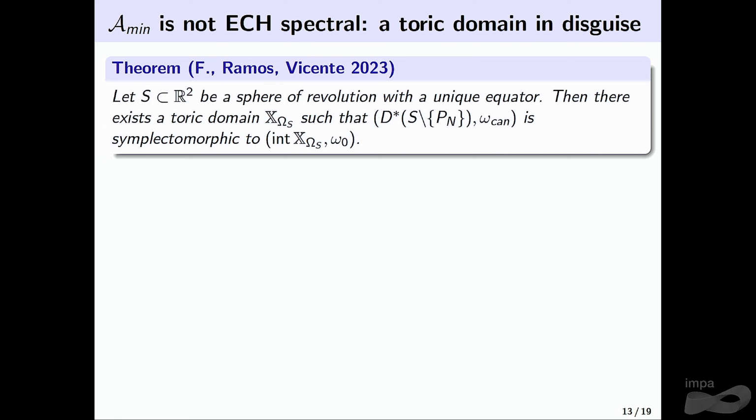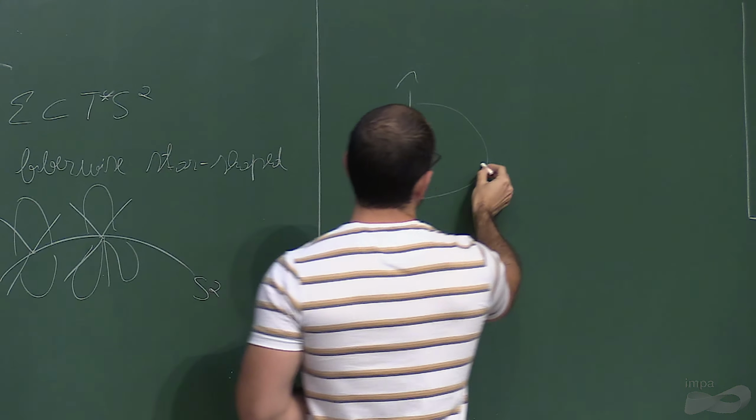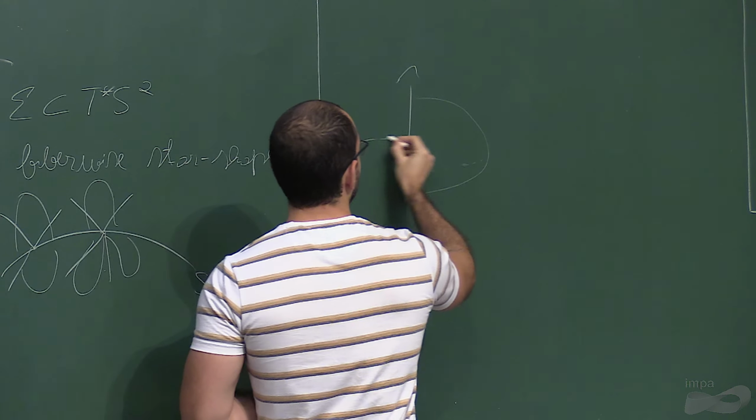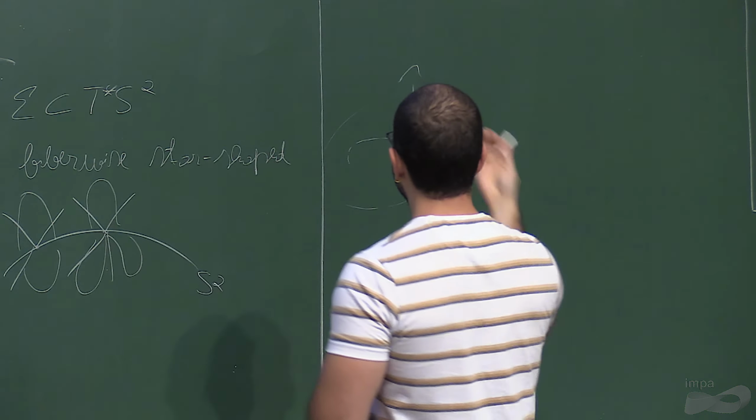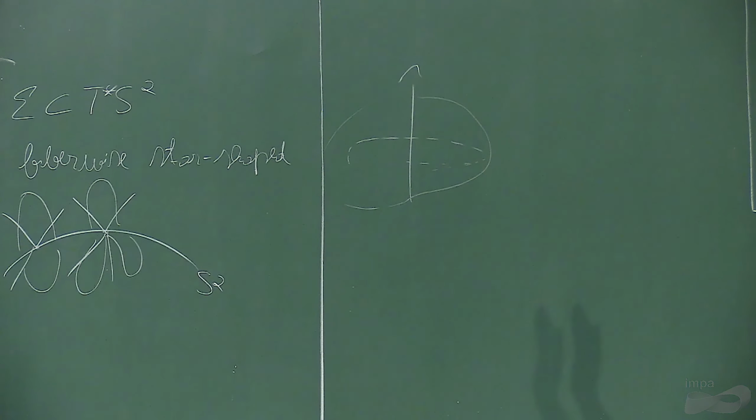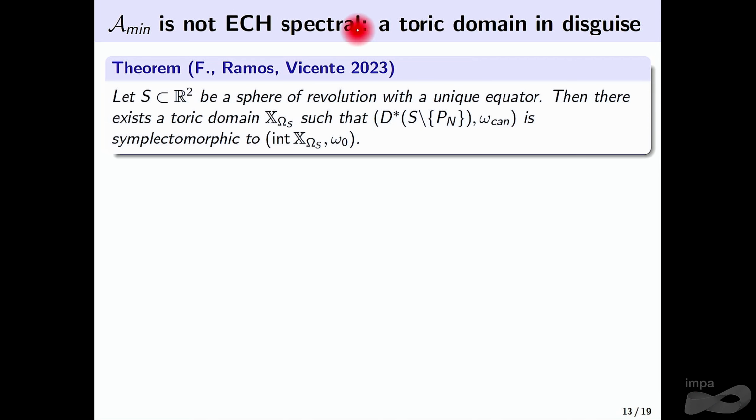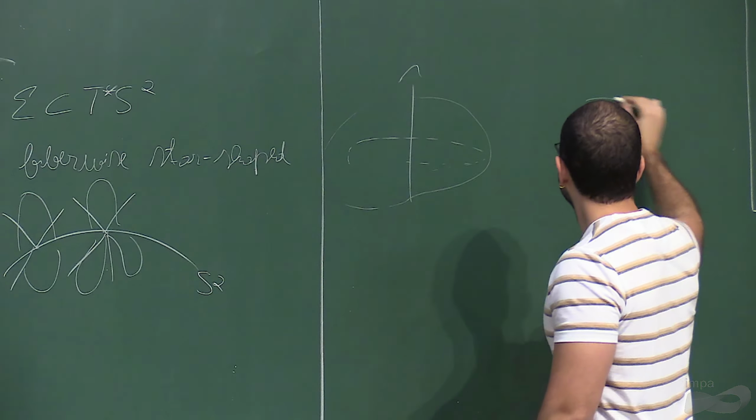Consider a sphere of revolution. A sphere of revolution is when you consider a planar curve in R^3, let's say the graph of a function, something like this, with a unique critical point. A critical point gives rise to a geodesic, which is called the equator. You rotate this around a fixed axis, let's say the z-axis. A unique equator means just one critical point. Then we prove that there exists a toric domain that, when you remove, let me draw this again.